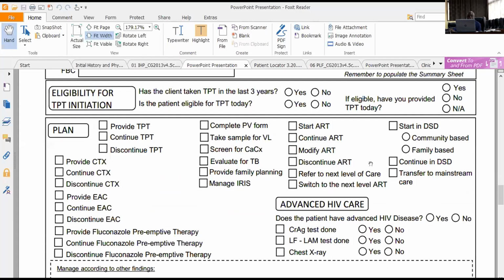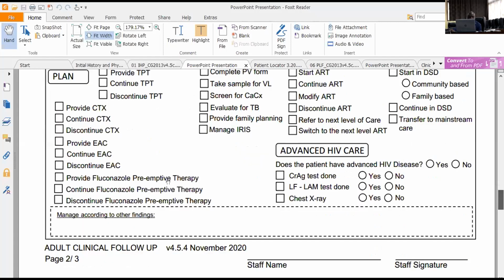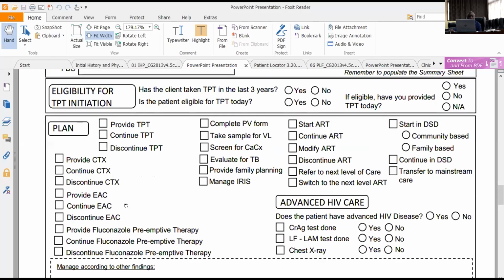Then you go into planning. You'll see that the planning here has actually expanded to include a lot of other things. So there's the same TPT I'm talking about, the CTX is there. Then there is the enhanced adherence counseling. The ESC has also been included. The fluconazole preemptive therapy: you either provide it, you continue or you discontinue.